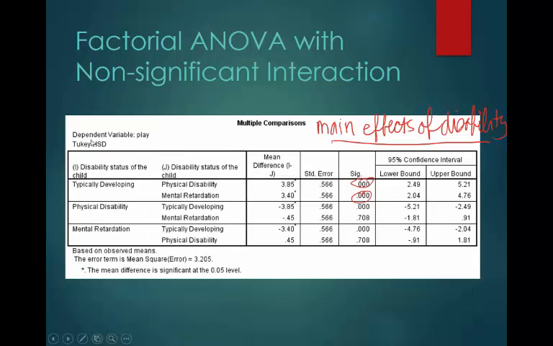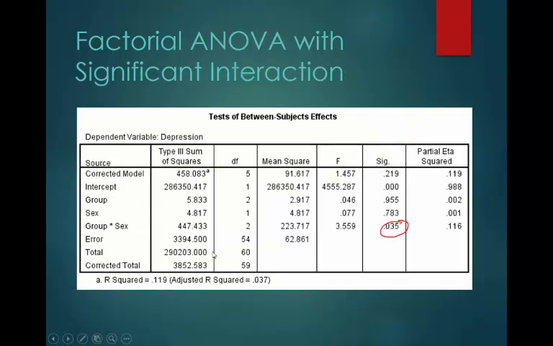Okay, and so then you can see here that this would be your post hoc to see that the disability status of the child, typically developing, was significantly different than physical or mental retardation. And so, again, you would look at all this and see what the main effects were. Okay, so then here's one that actually gives an example of a significant interaction.